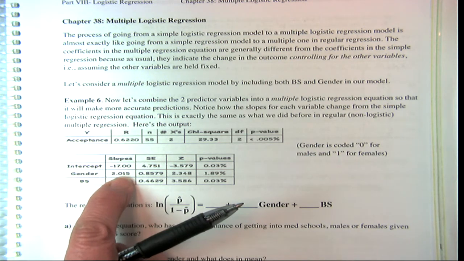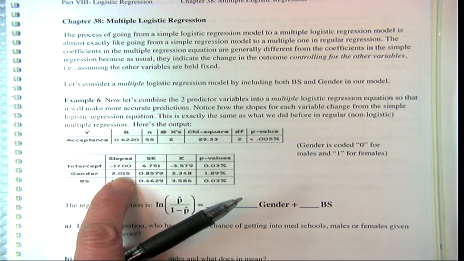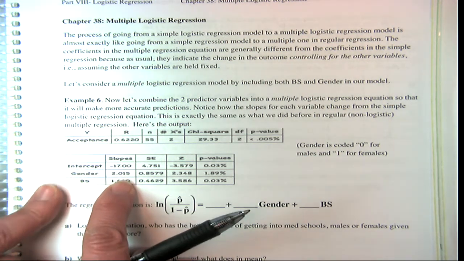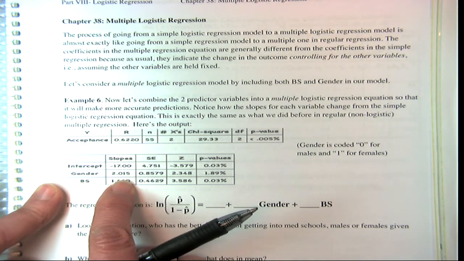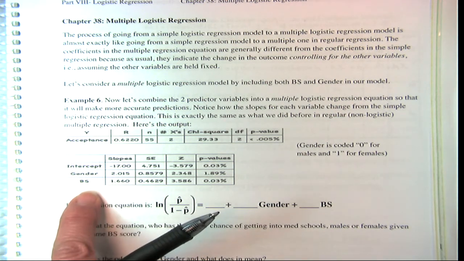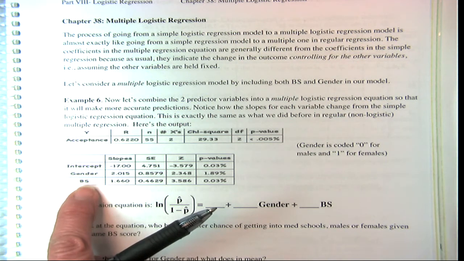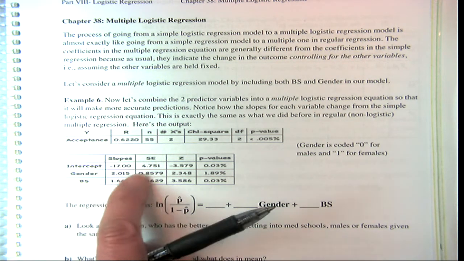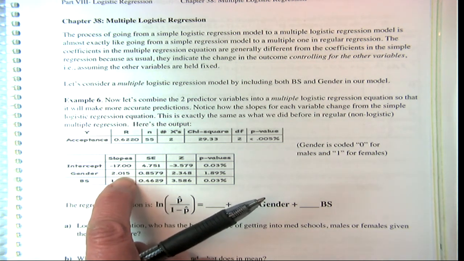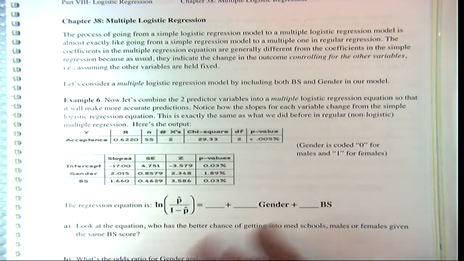So what's going on there? It's surprising. So that means that if you control for the biological science, women have worse biological science scores. So when you control for them, it shows that there's even a stronger advantage. All right, let's look at this.